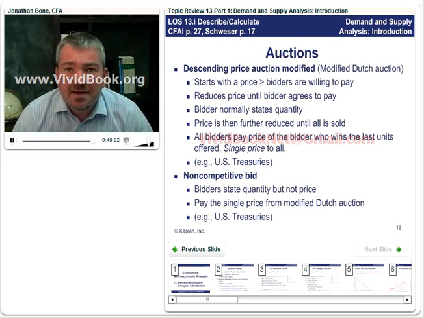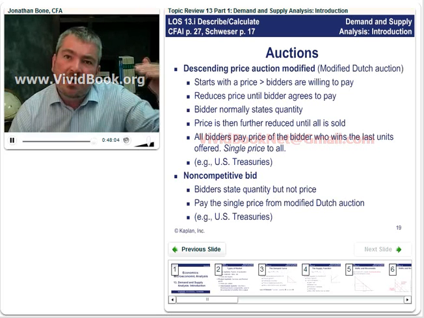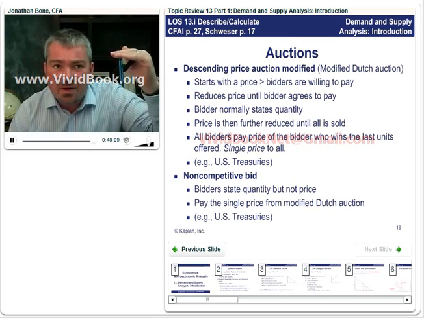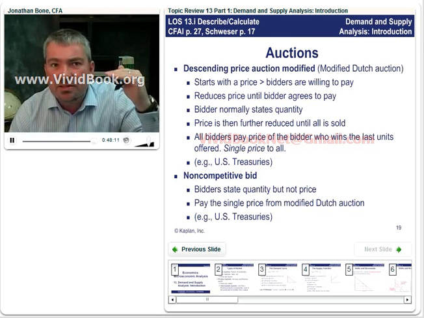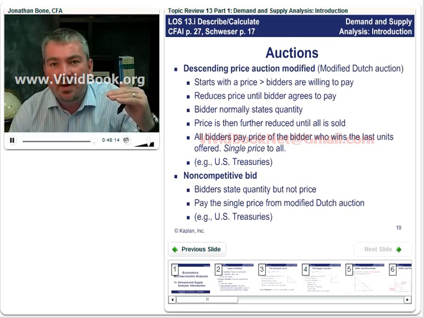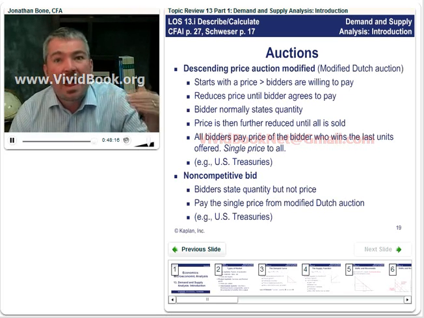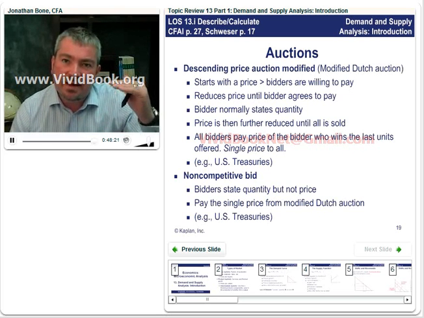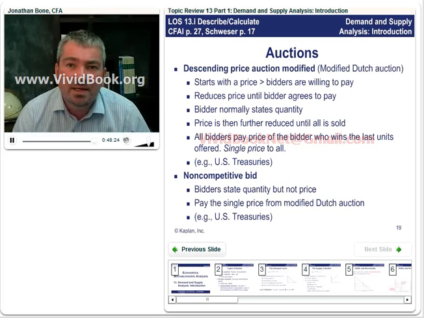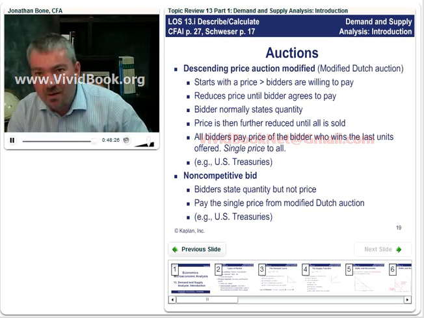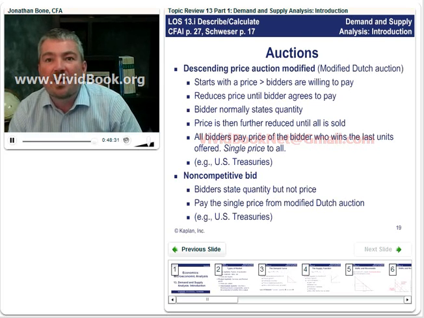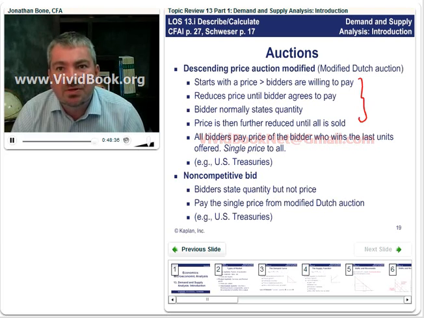Now notice, first of all, very common to a Dutch auction, we start with a price that is greater than what bidders are willing to pay. Then the auctioneer is going to systematically reduce that price until they hit prices where bidders are willing to pay. Again, the bidder is just going to be stating quantity here. Now, the price is going to be further reduced until all is sold. Now, hang on a second. All these points that we've just discussed, in other words, our first 4 bullet points, sound just like a normal Dutch auction, and they do.